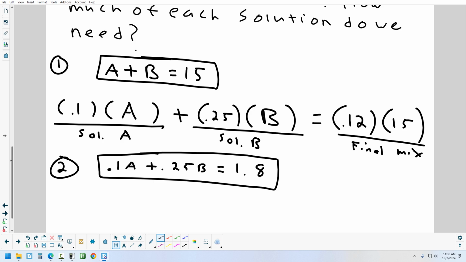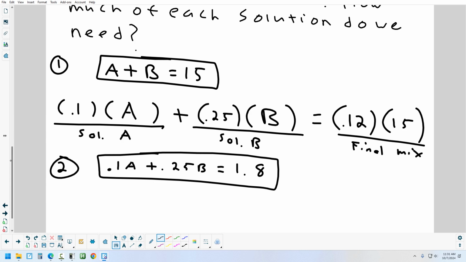Yeah? Yep, substitution. There's different ways. Substitution is a pretty good way for this one. You need to pick one of these equations and get a letter by itself. Which equation do you think is easier to get a letter alone? The top or the bottom? Yeah, top. I would say the top. It's a lot easier to get a letter by itself.